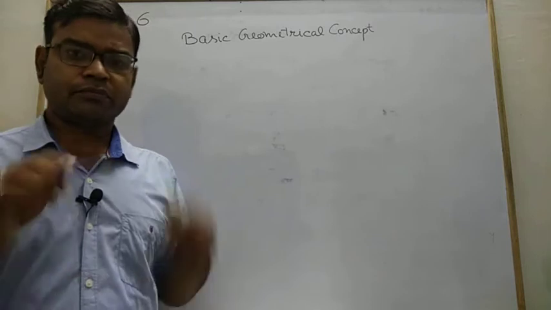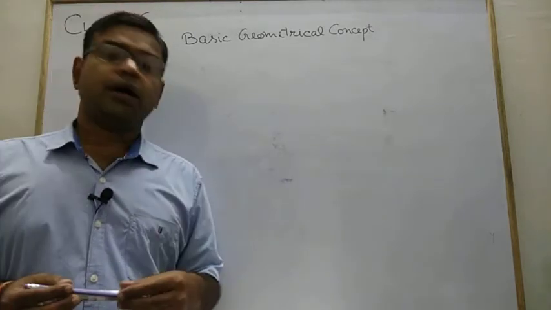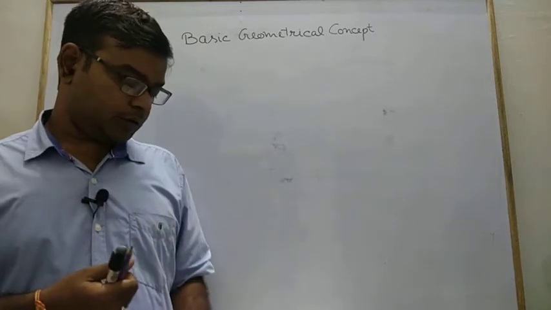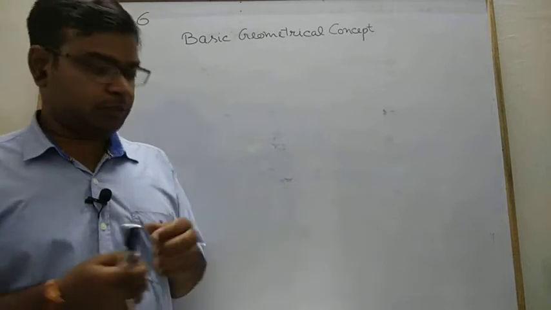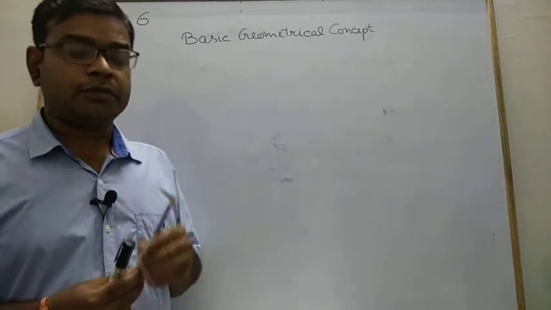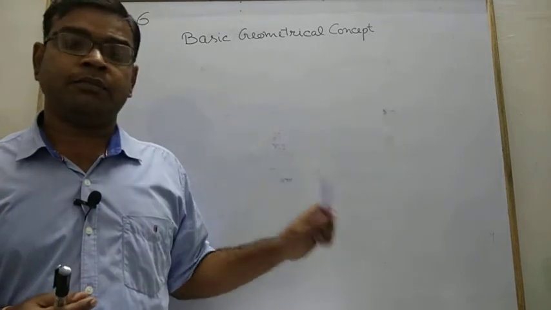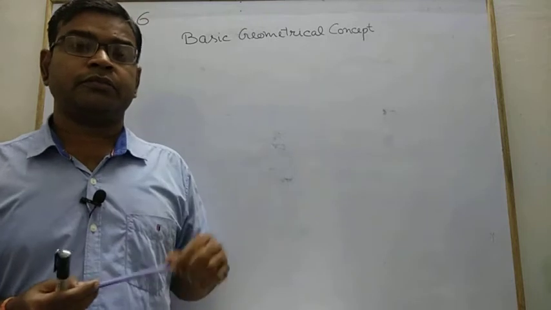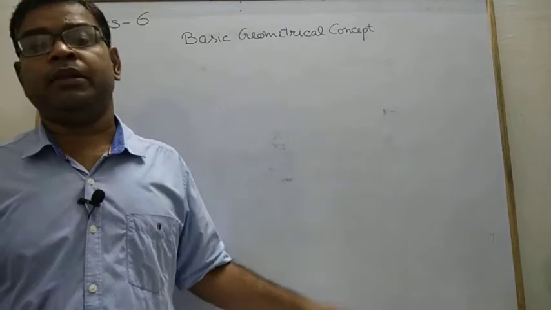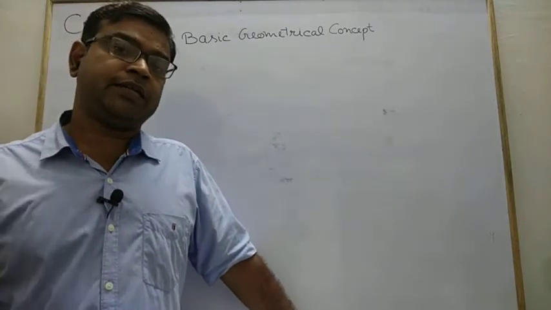Before we start, let me recall some things. First, how many lines can be drawn through a single point? From a single point, how many lines can be drawn? The answer is easy: an infinite number of lines can pass through a single point, because infinitely many lines may intersect at the same point.